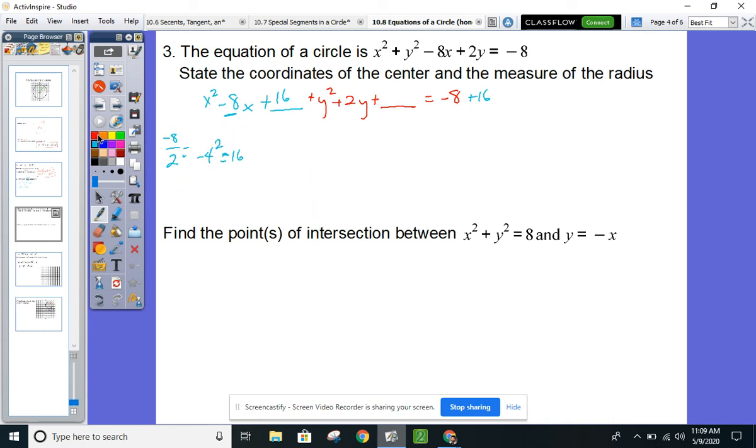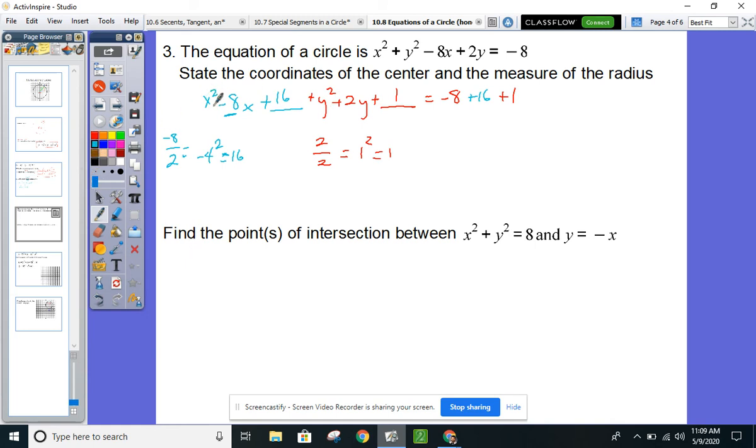So let's try that over here. We take that 2, divided by 2, we get 1. And then we're going to square that, we get a +1. We're going to add that to both sides. So what you do on one side, you do to the other side. All right? So now let's look at this.